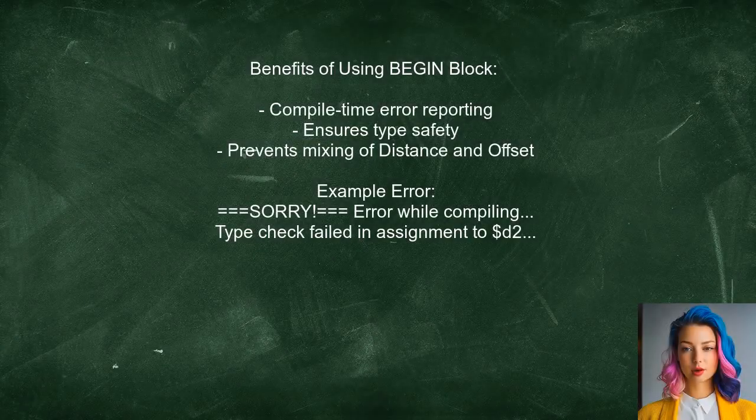By using this method, any type mismatches will be reported at compile time, ensuring that your distance and offset types remain incompatible with each other and with int. This way, you can avoid runtime errors and maintain type safety in your code.